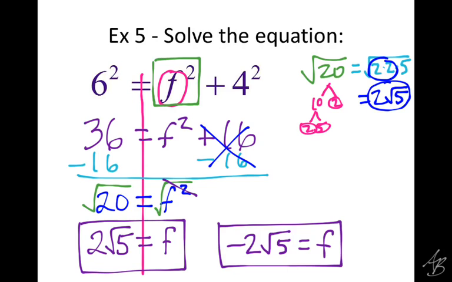When possible, you need to simplify your square root answer. So we can't just leave it as the square root of 20. We don't want to plug it into our calculator and get 4 point something and a big long decimal. But we do need to simplify it however we can.